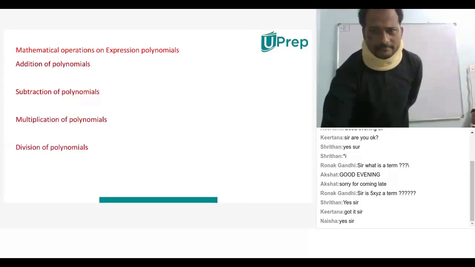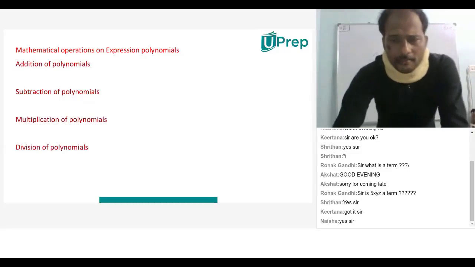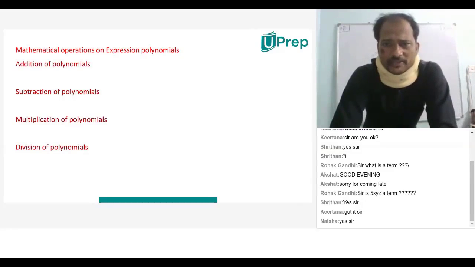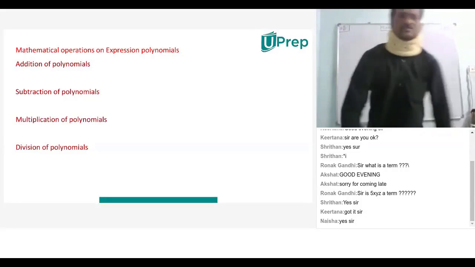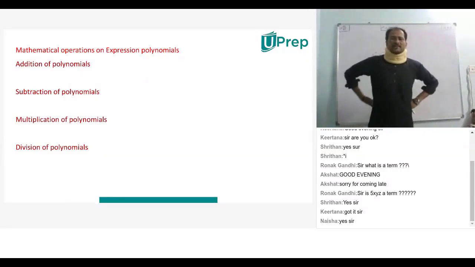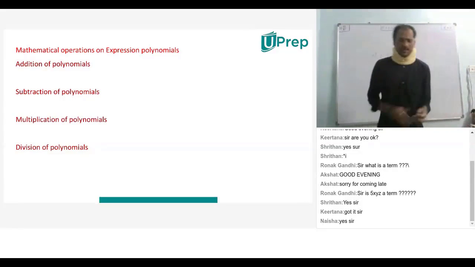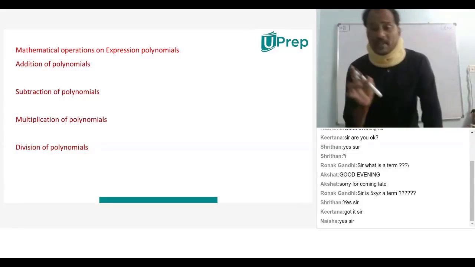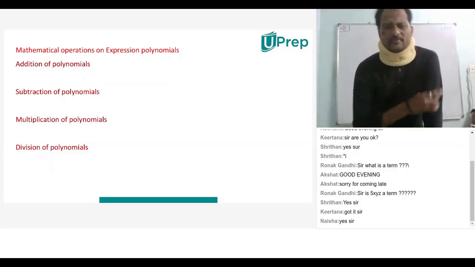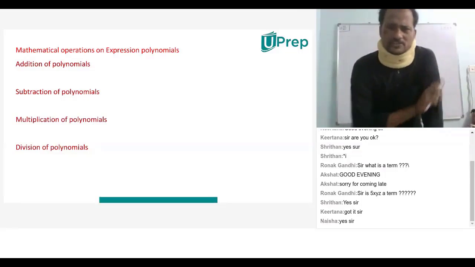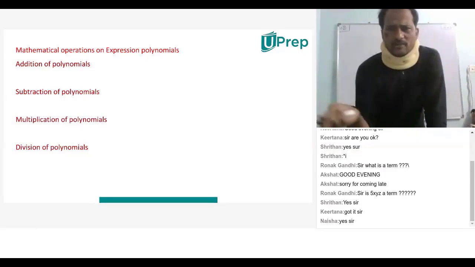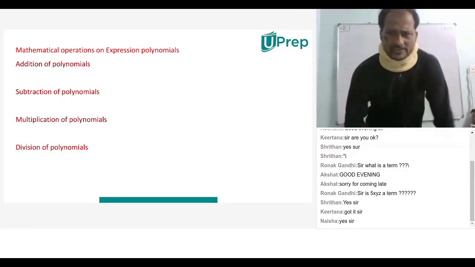That's good, beta. Next, mathematical operations on expressions of polynomials. We have addition, subtraction, multiplication, and division. These are the operations we can do for polynomials. Addition can be done in two methods. Multiplication has only one method. Division also has two methods: one is long division and the other is factorization, which we will see later.